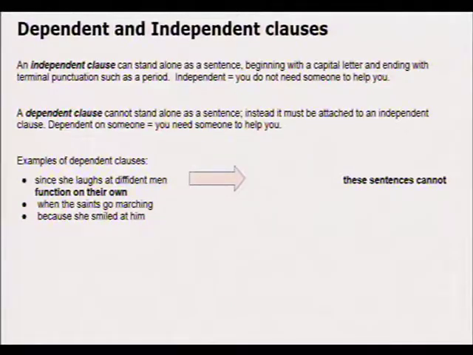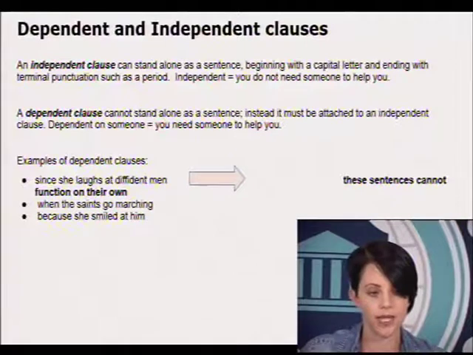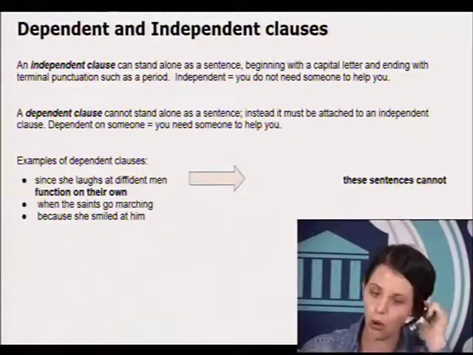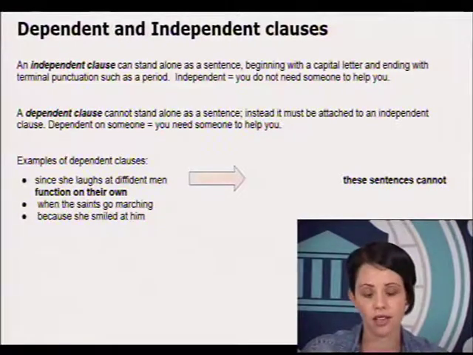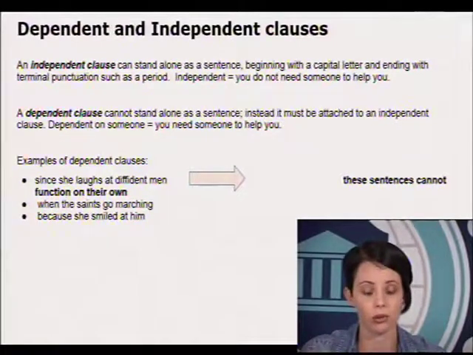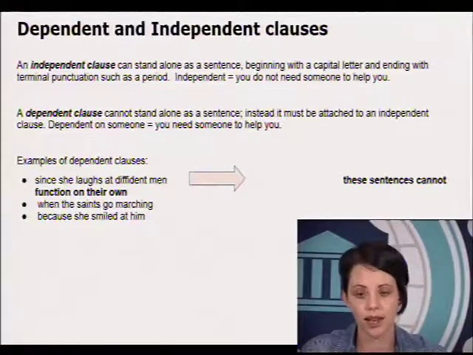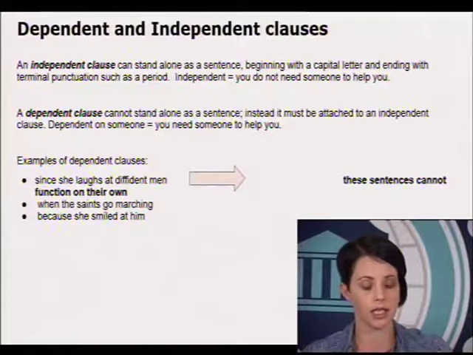Okay, what are dependent and independent clauses? An independent clause can stand alone as a sentence, beginning with a capital letter and ending with a terminal punctuation such as a period. Independent means you do not need someone to help you. It can be all by itself. A dependent clause cannot stand alone as a sentence. Instead, it must be attached to an independent clause. Dependent means you need someone. You need something else to make it complete.